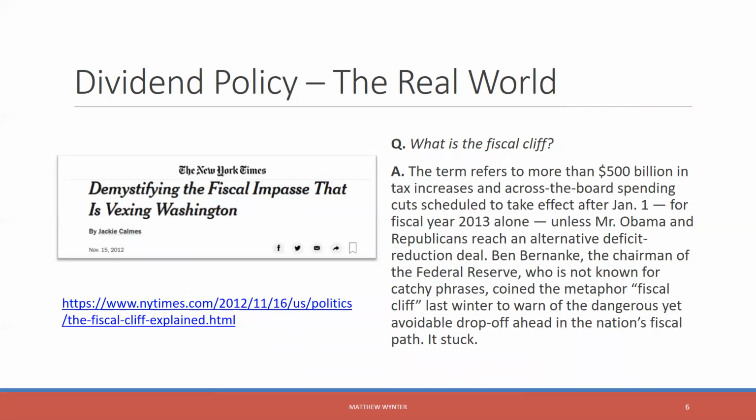This was referred to as the fiscal cliff. It referred to the more than $500 billion tax increase that was going to go across the board for fiscal year 2013, unless then President Obama and the Republicans in Congress were able to come to terms. And as you can imagine, they weren't, which is why we saw the jump.